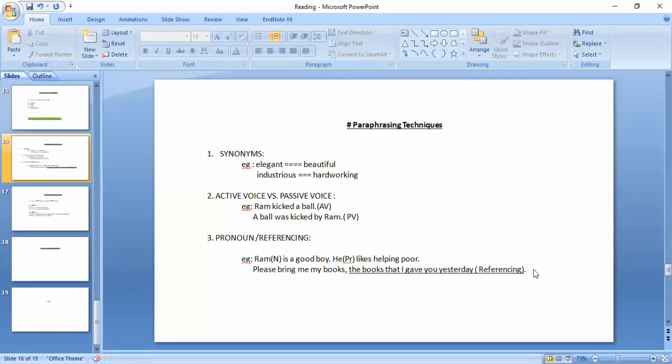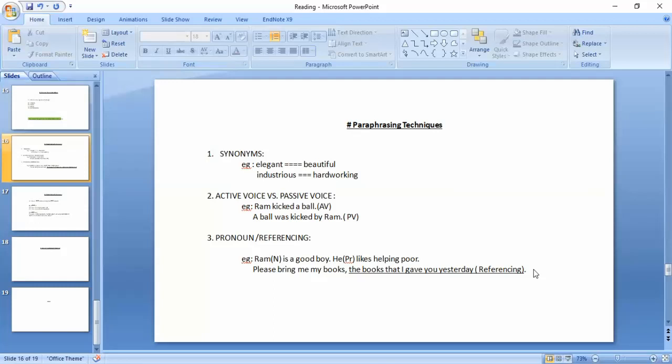Another technique of paraphrasing is active voice versus passive voice. For example, Ram kicked a ball is an active voice, and a ball was kicked by Ram is the passive voice. The same information is being presented in different forms, different grammatical structure.